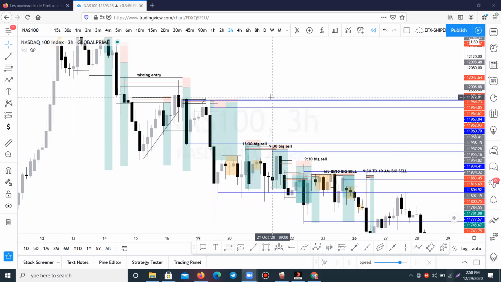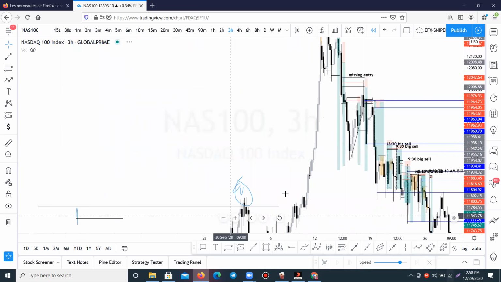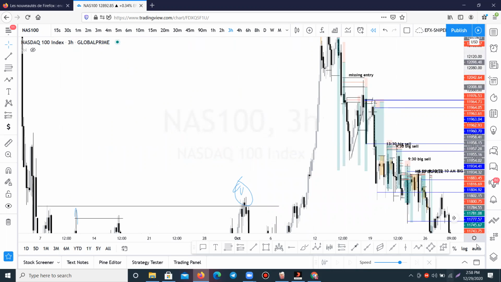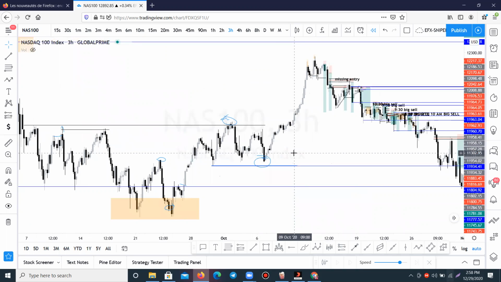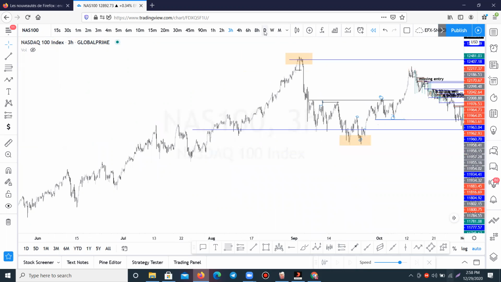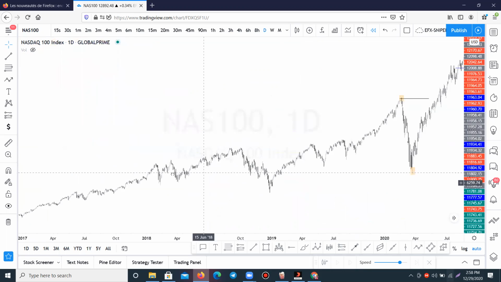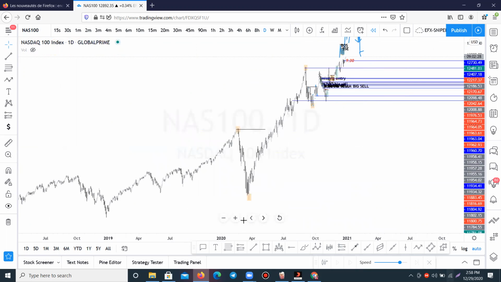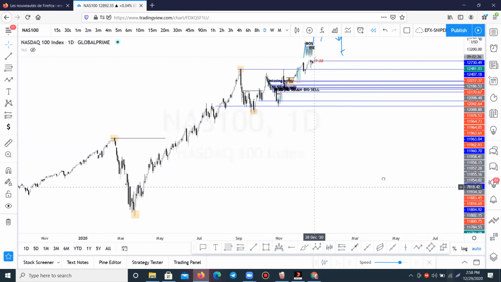Why am I calling this complex pullback? Maybe you're gonna ask yourself a question. How is this guy calling this one complex pullback when it is a normal structure? It's not a normal structure, it's a complex pullback. I'm gonna tell you why it's a complex pullback. Let me go to daily time frame. This is a complex pullback because this is my structure.